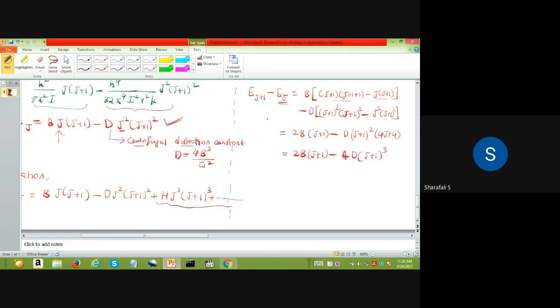This means rotation along with vibration, and we are considering only the harmonic oscillator, or harmonic oscillations.